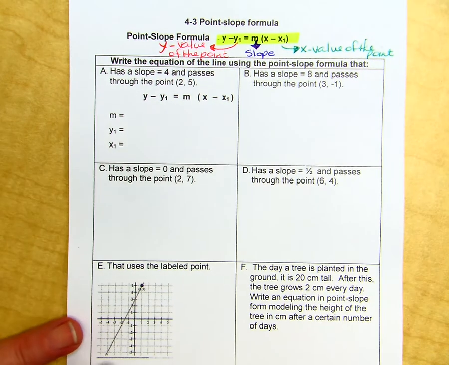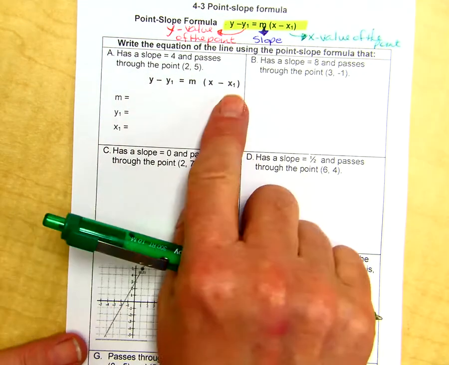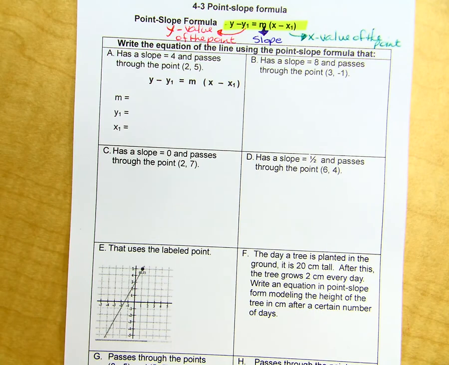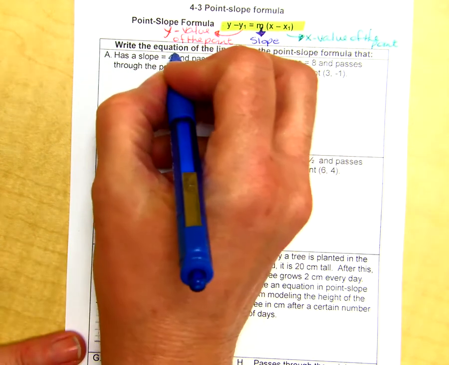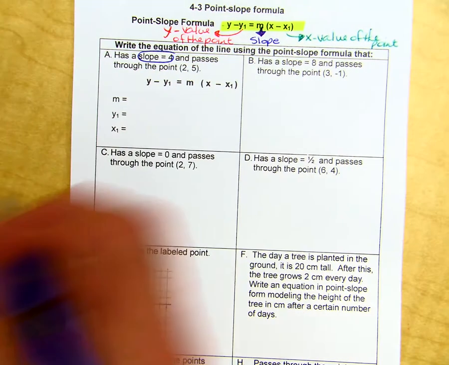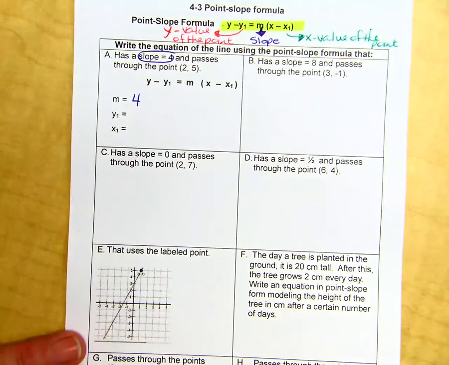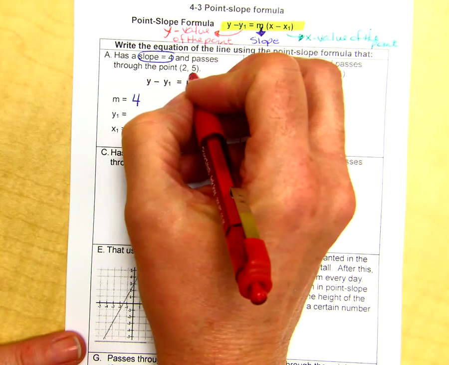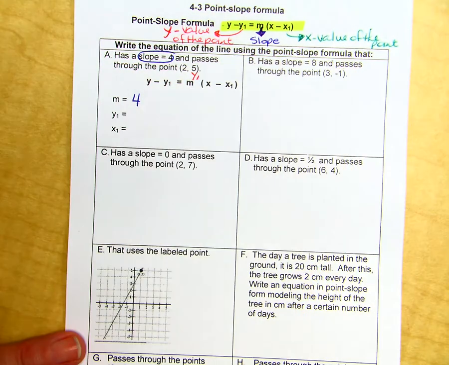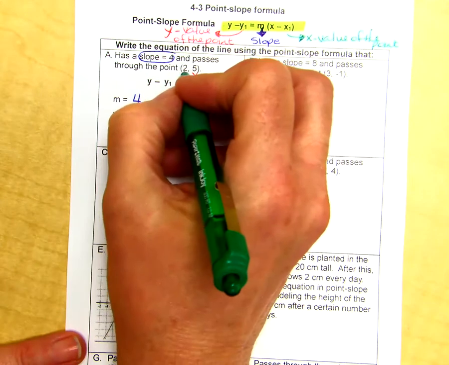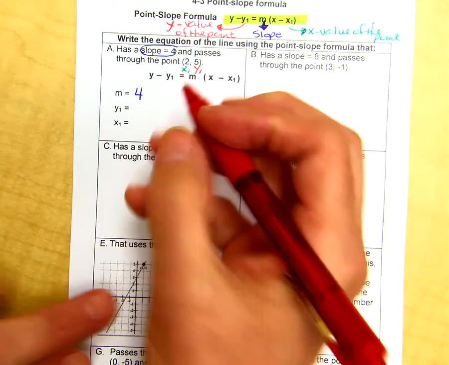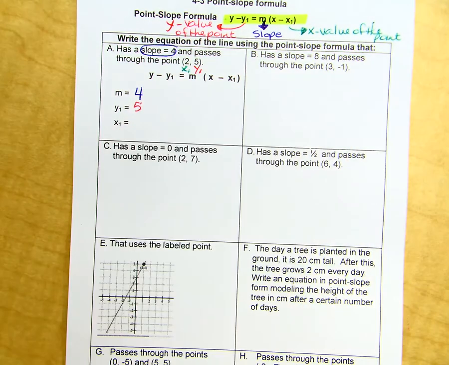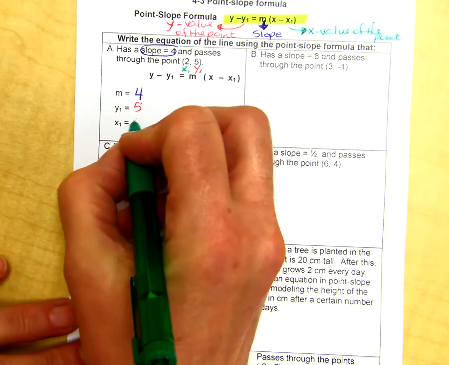In the first example, they have already given us the formula. All we have to do is identify all of the pieces. So the first thing they wish for us to identify is the slope. So here the problem tells us it has a slope of 4. The y value of the point here is 5. The x value of the point is 2. So our y sub 1 then is 5. X sub 1 is 2.